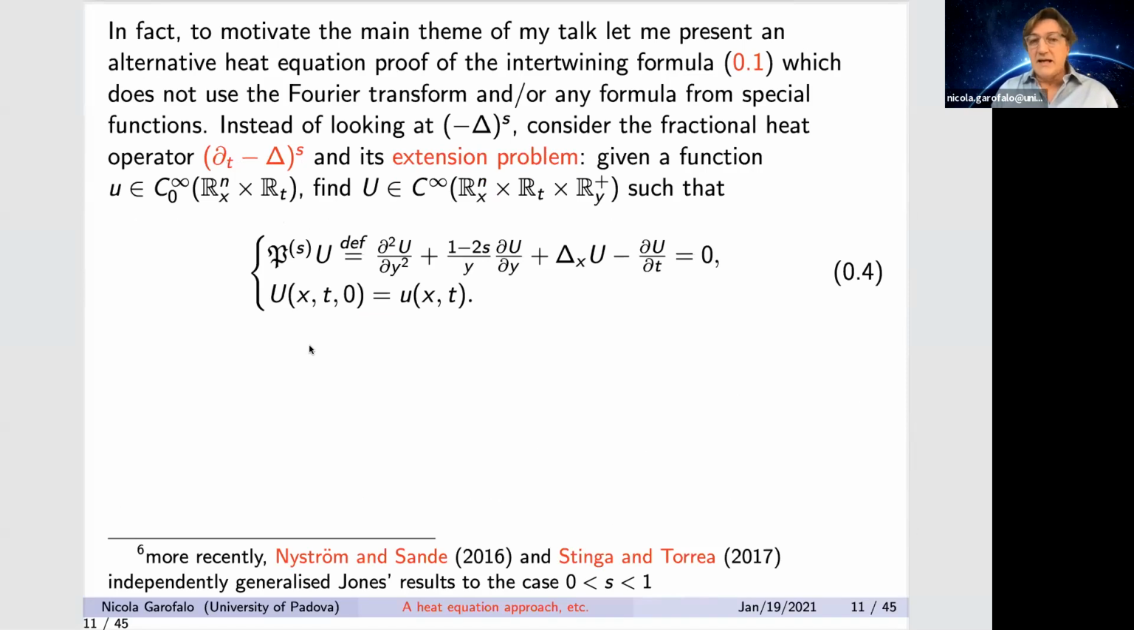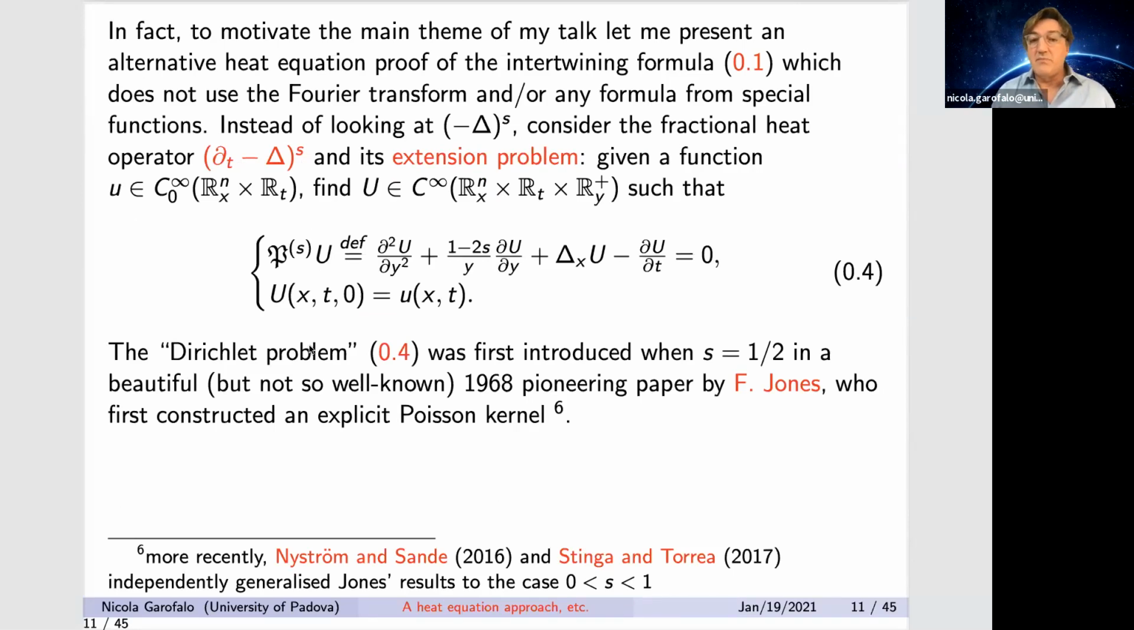So this is the analog of the Caffarelli-Silvestre extension problem. This problem was first introduced in the case s equal 1/2 in a beautiful, although not so well known, 1968 pioneering paper by Frank Jones. And in fact, Frank Jones even constructed an explicit Poisson kernel for this problem.